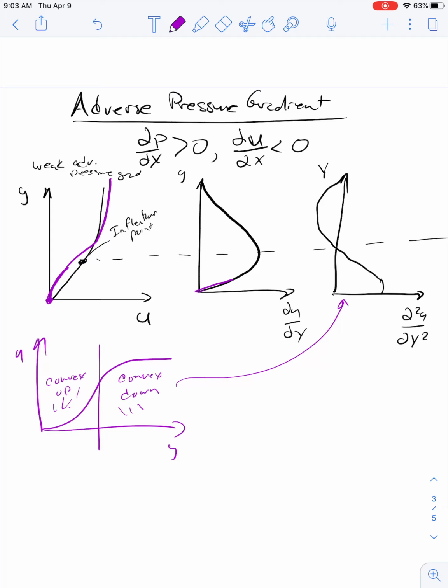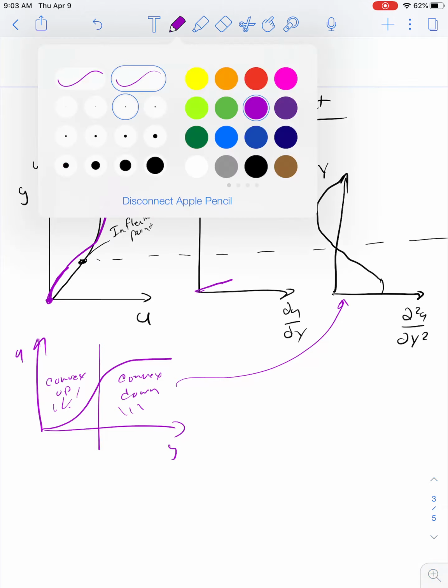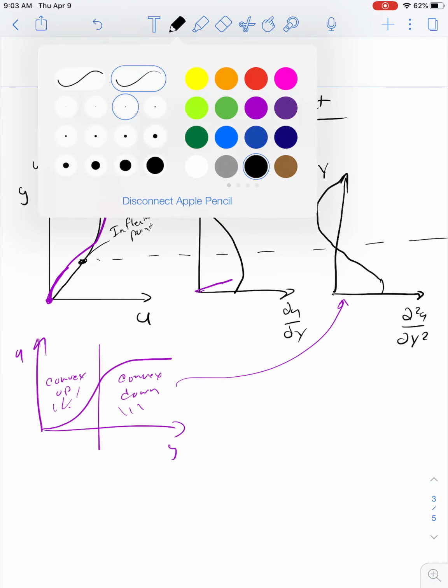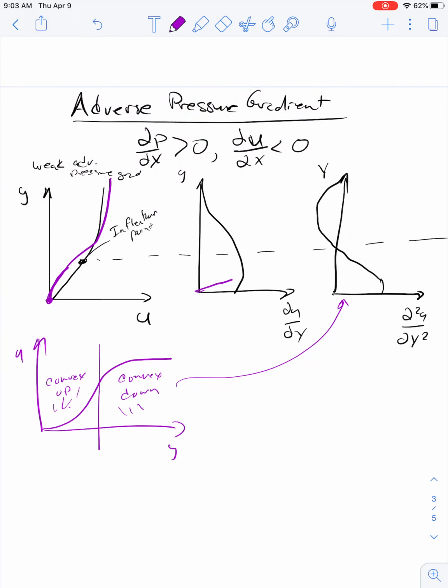In our weak adverse pressure gradient, I'm going to draw this again, the first derivative is not quite 0 at the wall. But when we get to the point where we have a zero derivative at the wall, it's going to again look something like this. And when the derivative is 0 at the wall, so du/dy at y equal to 0 is equal to 0, this is by definition the separation point.